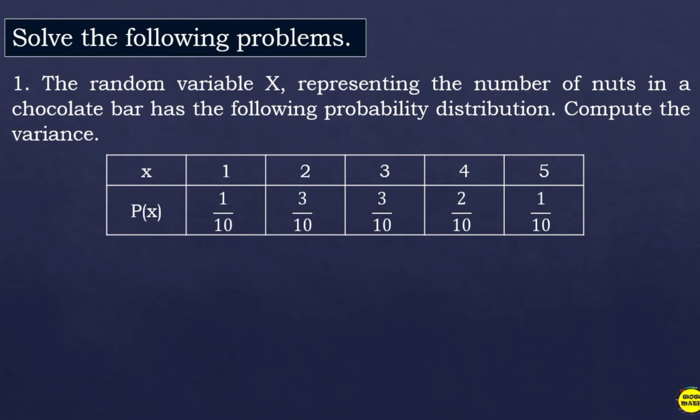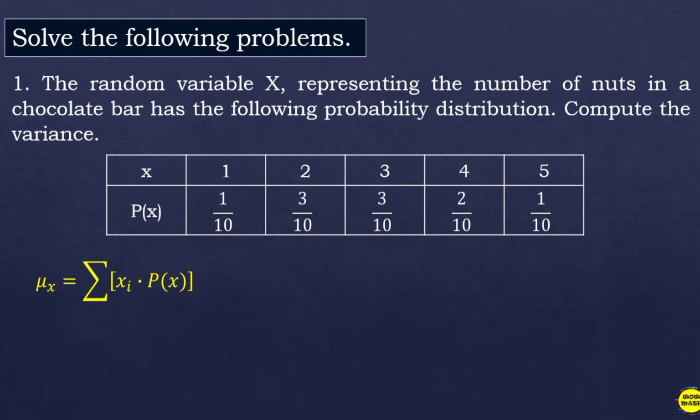Solve the following problems. Number 1. The random variable x representing the number of nuts in a chocolate bar has the following probability distribution. So, compute the variance. So, using the given, bago natin makompute si variance, kailanganin natin yung mean. Okay, so yun muna ang una natin kukunin. I-compute muna natin yung value ng mean.